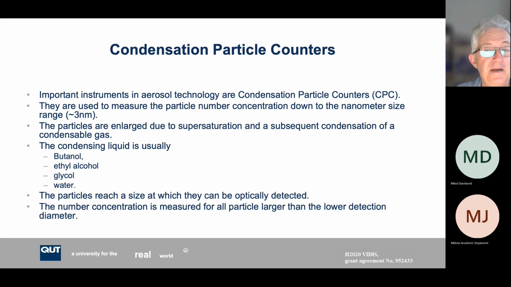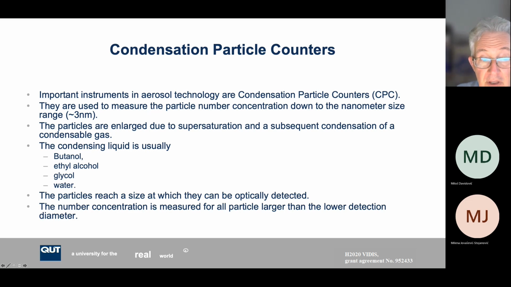They are used to measure the particle number concentration, usually down to the nanometer size range, around 3 nanometers roughly. The particles, or droplets, are enlarged by exposing them to supersaturated conditions of a certain condensable vapor. These vapors can usually be alcohol, butanol, ethyl alcohol, glycol, or in some cases water. This is called the working liquid of a condensation particle counter.